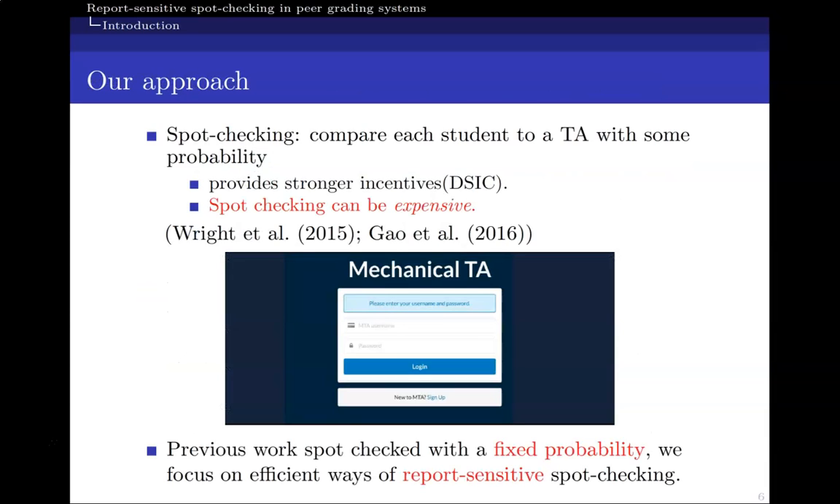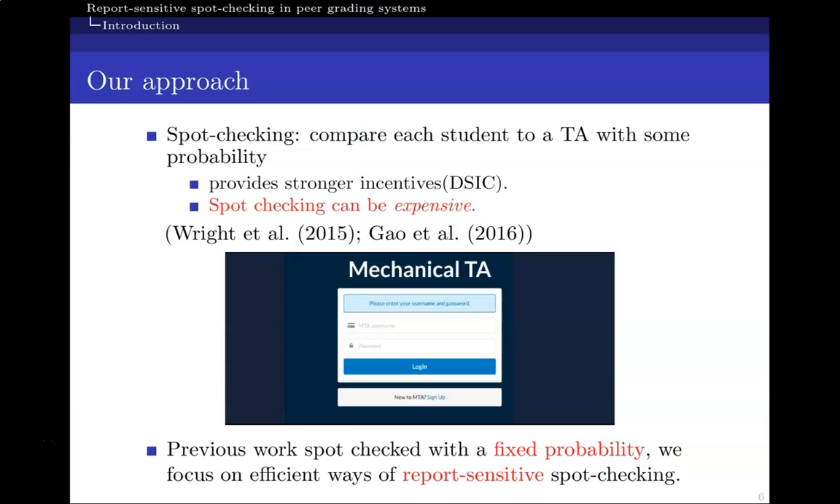The approach that our group has been taking for the last several years, both in practice by implementing a peer grading software called Mechanical TA and also in theory, is spot checking. Spot checking mostly makes sense in scenarios where the instructor does not have enough power to grade everything, but still has some limited access to some TAs. And therefore, those TAs can randomly check the performance of a subset of students and reward them accordingly.